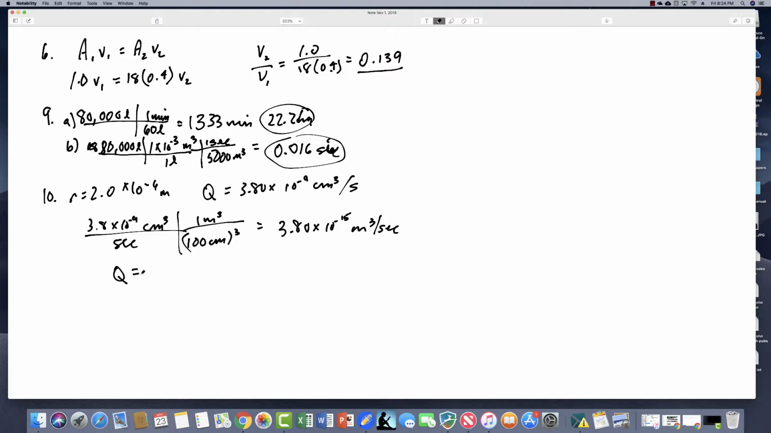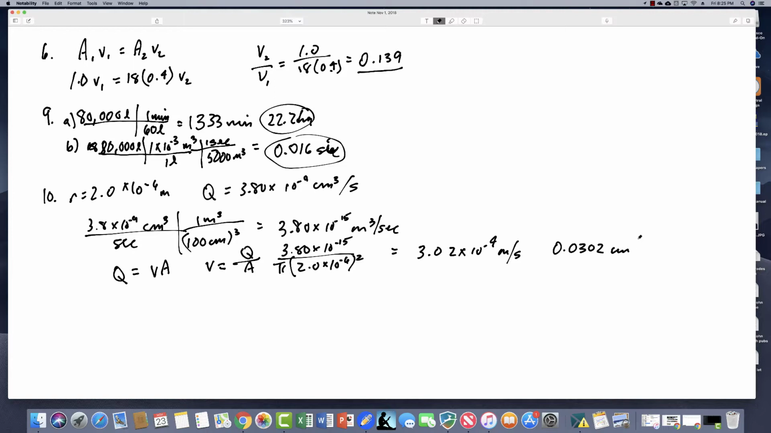Q, or flow rate, is equal to V times the cross-sectional area. So V is going to equal Q divided by A. So this is going to be 3.80 times 10 to the minus 15 divided by pi times 2.0 times 10 to the minus 6 squared. And if you do the math here, you get 3.02 times 10 to the minus 4 meters per second. And if you did it in centimeters, you should get 0.0302 centimeters per second.